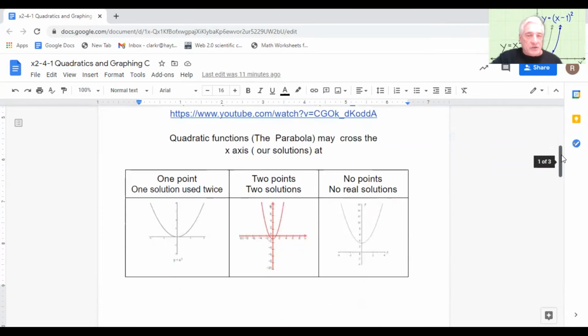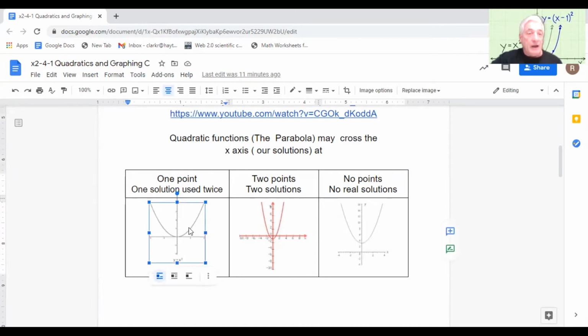All quadratic functions, the shape is a parabola, will cross the x-axis, or it won't. That is, it can cross at one point. At one point, it's exactly touching the x-axis in one place. We would use that point once, but we're going to use it twice. So if the point were -1, we would have x plus 1 times x plus 1. We still have 2 solutions, but we're using the same solution twice.